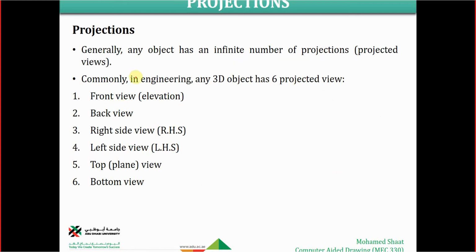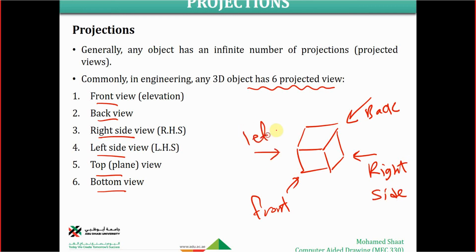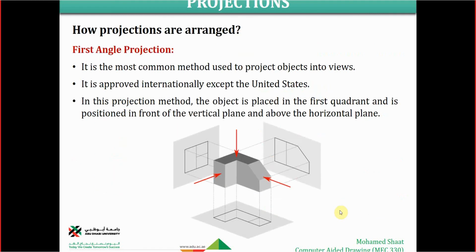For any object, whatever it is, in engineering drawing we have 6 projections. These projections are front view, back view, right side view, left side view, top view, and bottom view. Like if you have this box, this cube, it has a front, it has a back. If you look at it from the back, it has a right side. This is the right side of the object, and this is the left side of the object, and there is the top, and this is the bottom surface of the object. Okay.